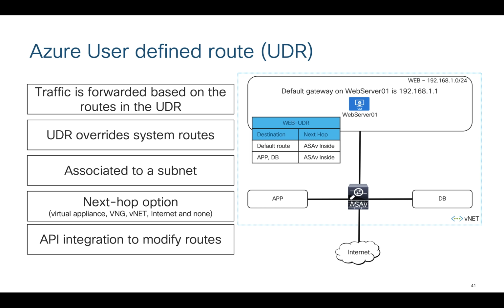Best part of this solution is you have API integration. You can modify routes using API calls, and that is what I will show you in the upcoming slide. We use this functionality when we deploy ASAv.